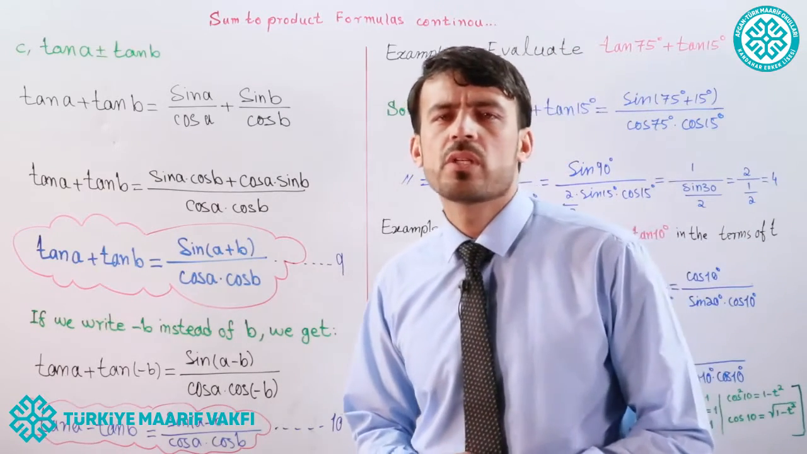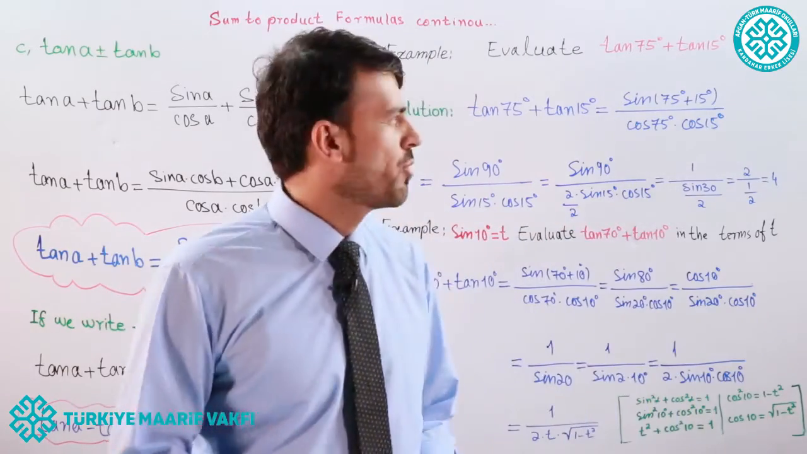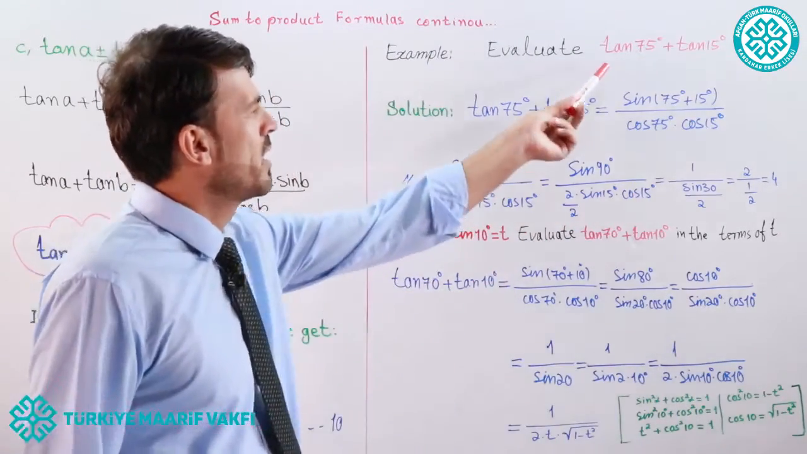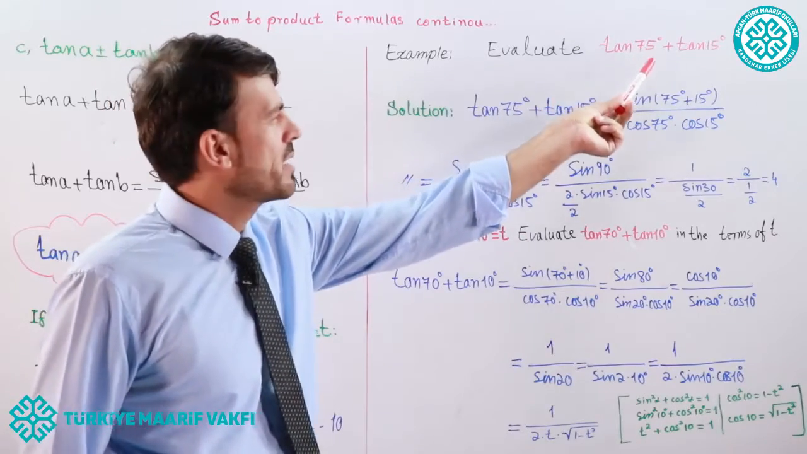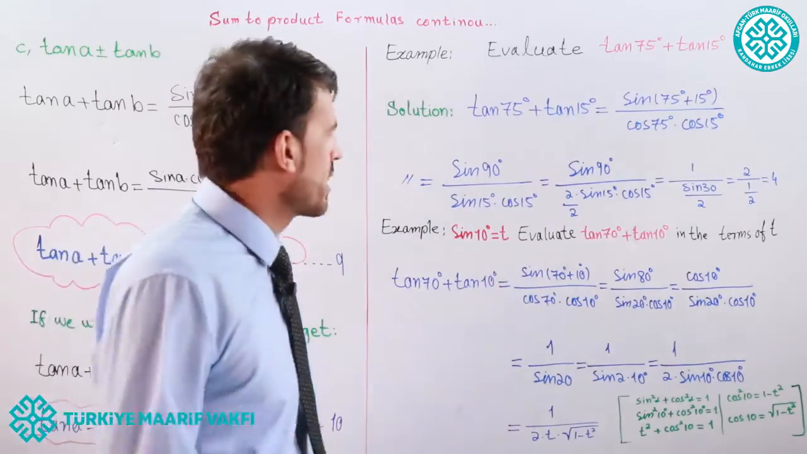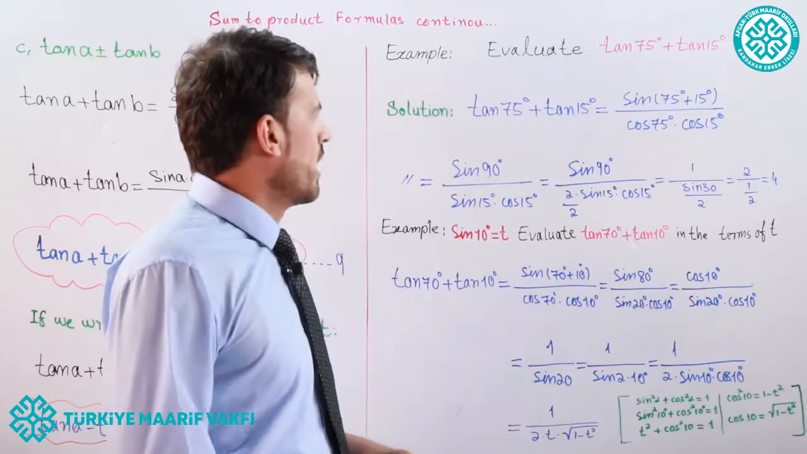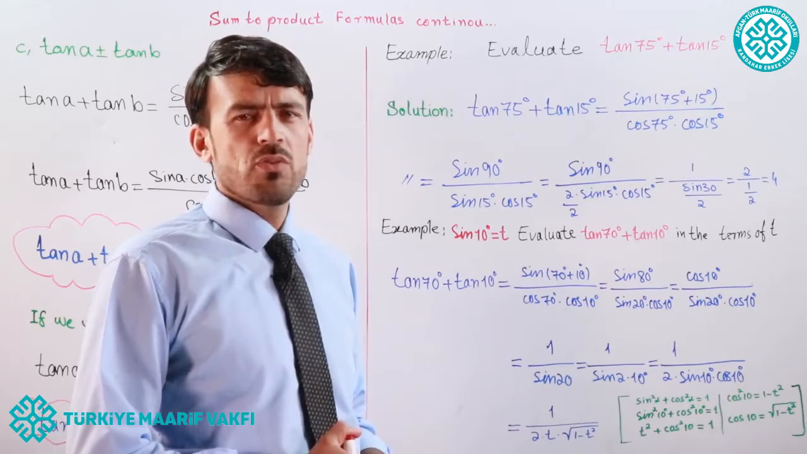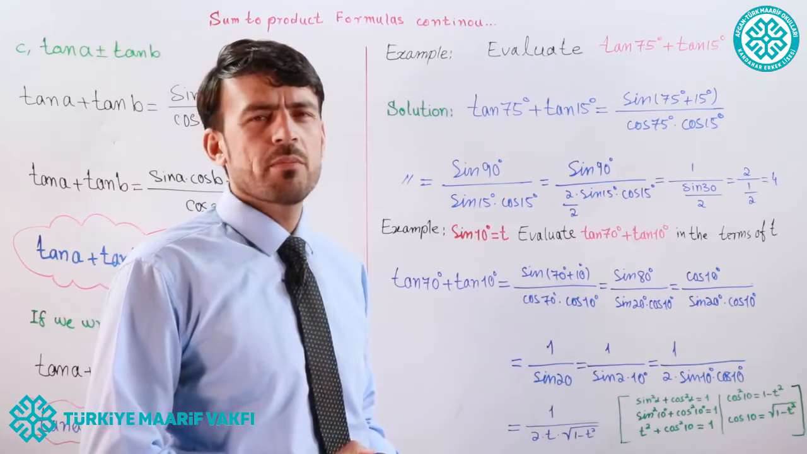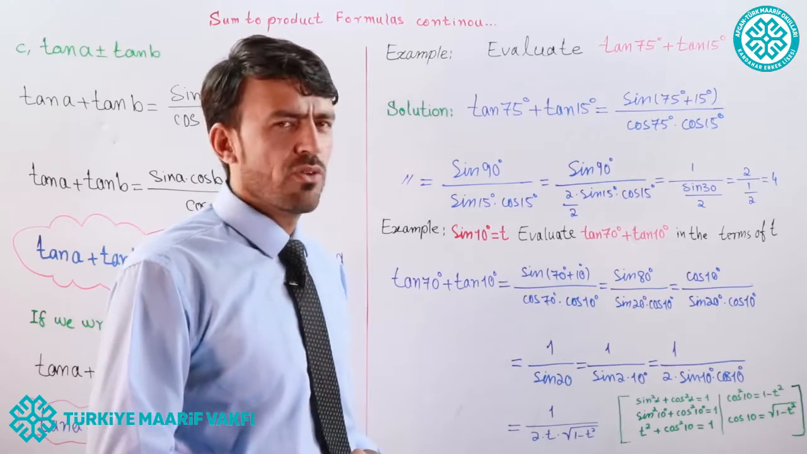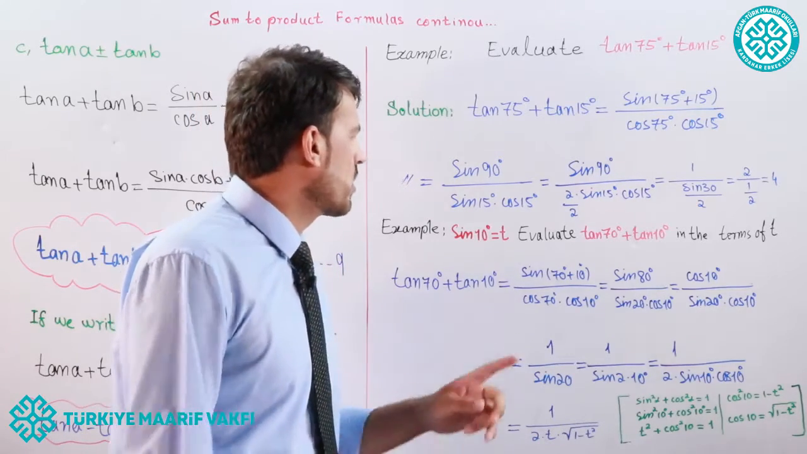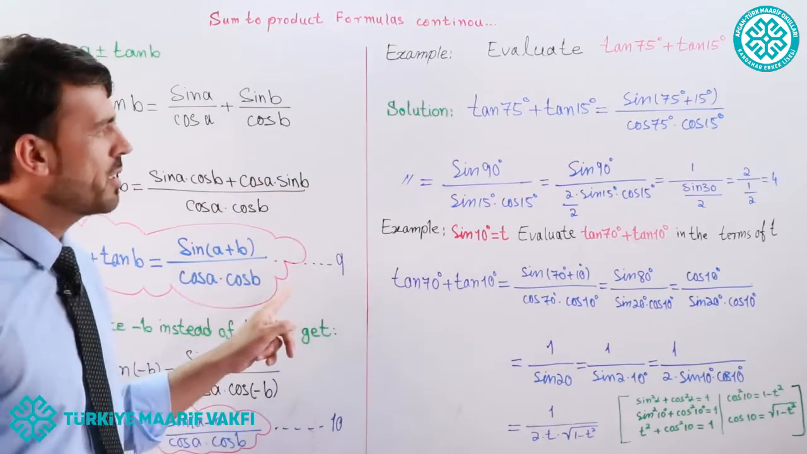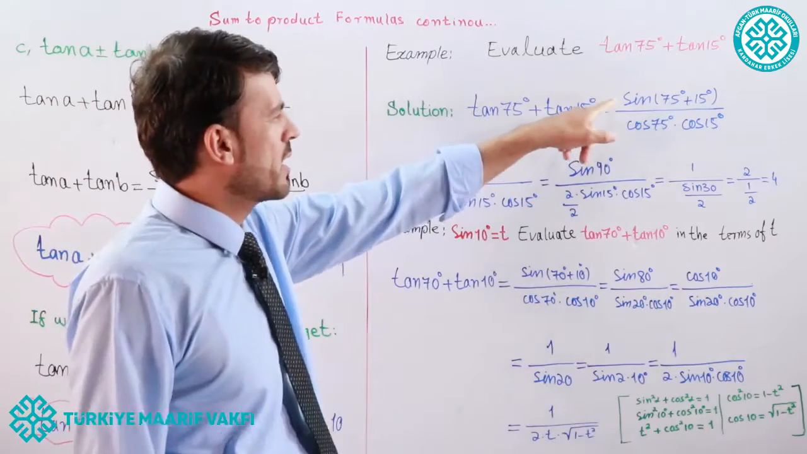Now I am going to solve some examples using these formulas. The first example is to evaluate tangent of 75 degrees plus tangent of 15 degrees. Here, how can we solve this example? We can solve it when we apply the sum to product formula for the tangent function. We had the sum to product formula for the tangent function here in the ninth relationship. We are applying that relationship.